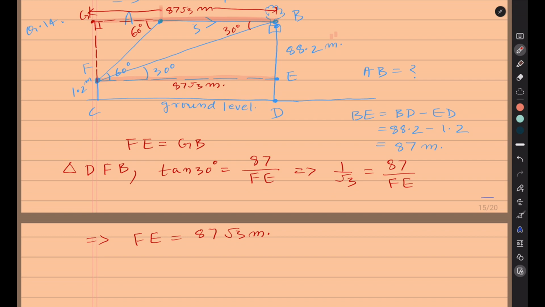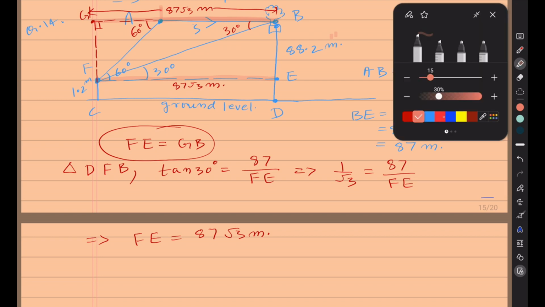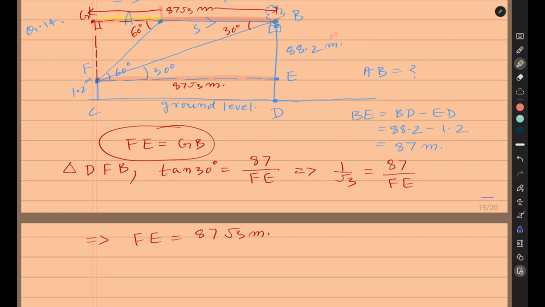Because these two distances are same, isn't it? Now we can apply our trigonometrical ratios in the triangle, in this small triangle, yellow triangle.